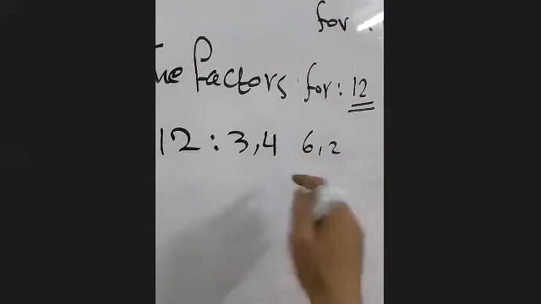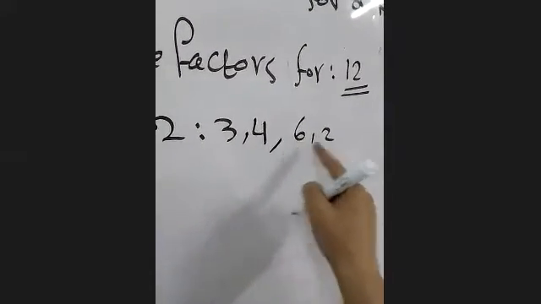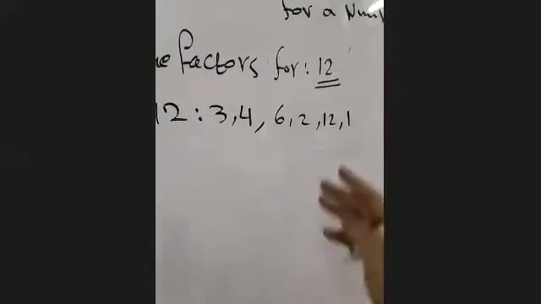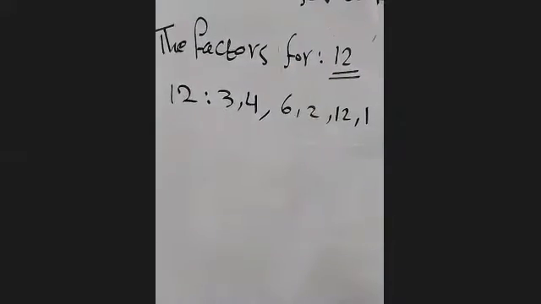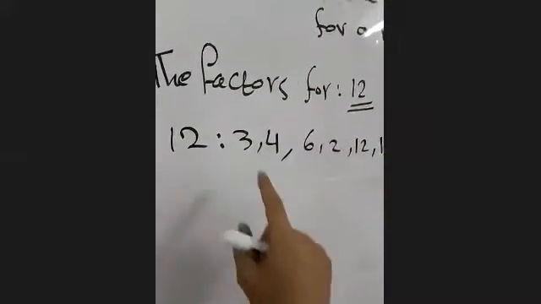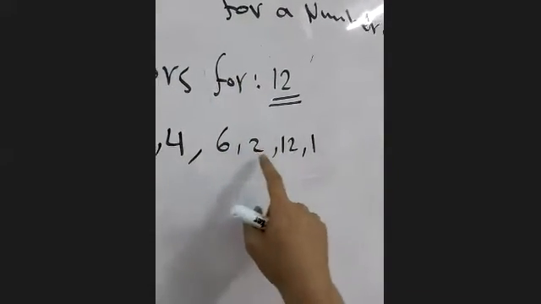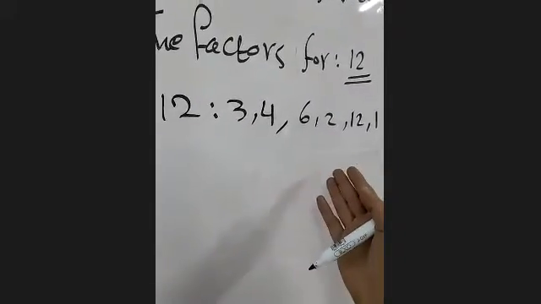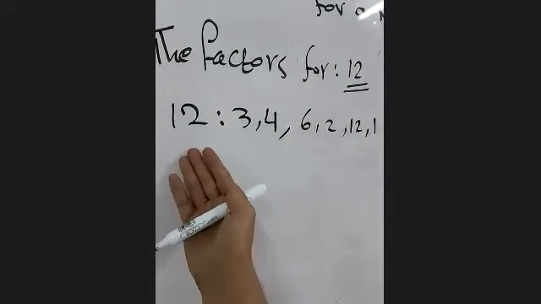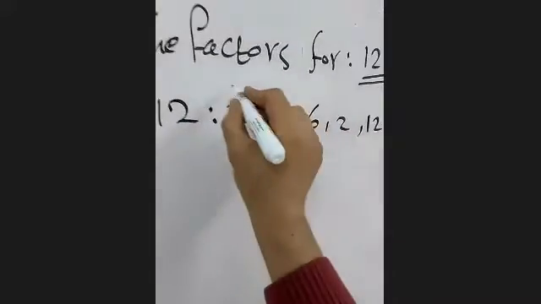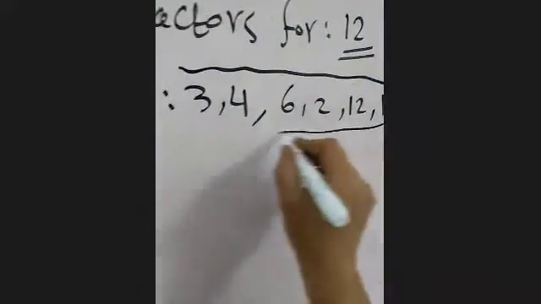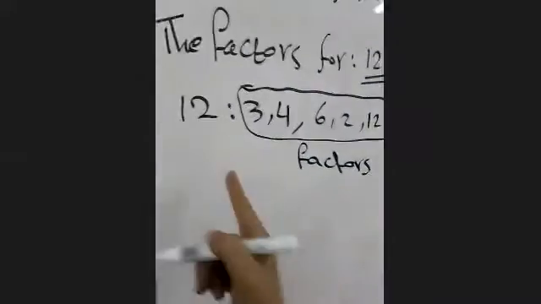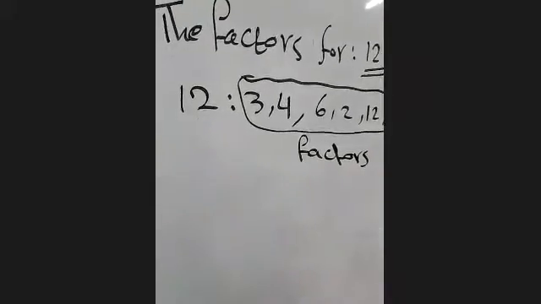These are commas, guys, comma, 3, 4, 6, 2. Like 12 and 1. If you multiply 12 by 1, you get 12. So the factors for 12 are 3, 4, 6, 2, 12, and 1. Any two numbers, if you multiply them, you get the wanted number here. We call them factors for 12.